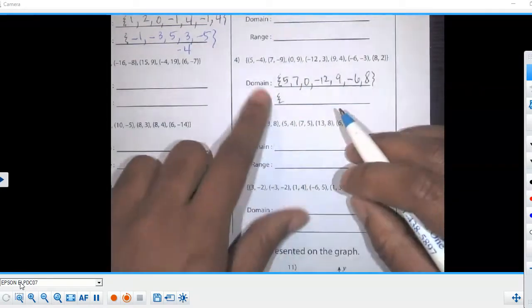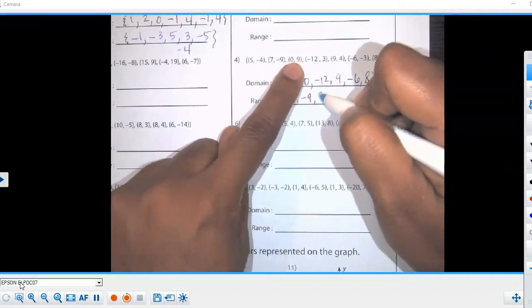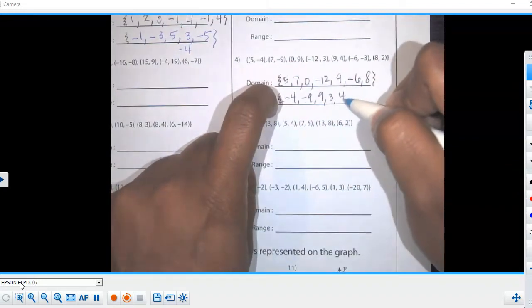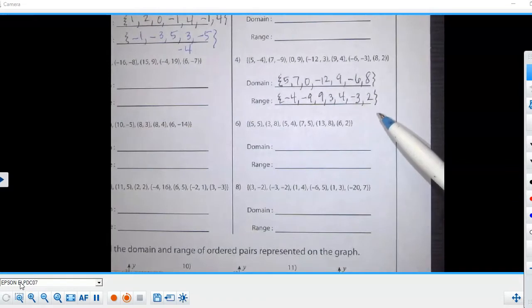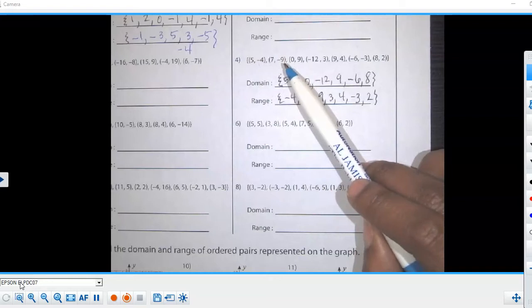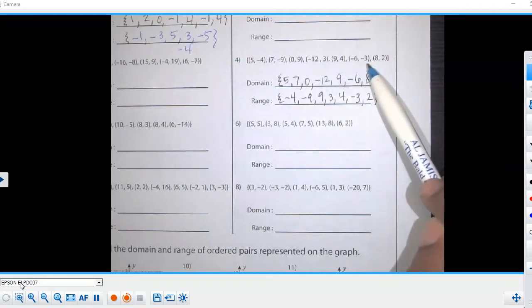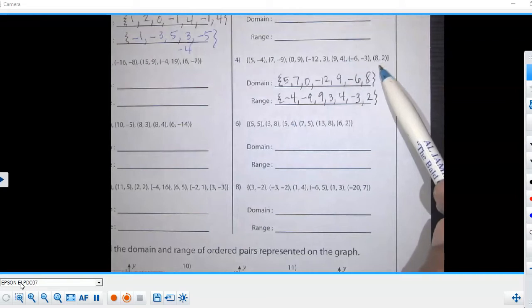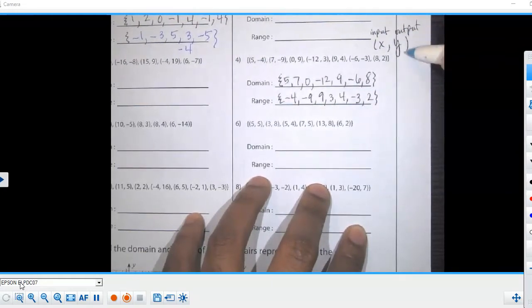Just list it, you'll still get credit. All right, now we're going to get the y values. I'm using my finger, -4, and I'm saying it aloud, -9, 9, 3, 4, -3, and 2. So far I'm looking at it again very carefully. I don't see that I have set a number more than once, okay? So again, input 5, I get out -4, input 7, I get -9, input 0, I get 9, input -12, I get 3, input 9, I get 4, input -6, I get -3, input 8, I get out 2. Remember, x is our input, y is the output. All right, there we go.